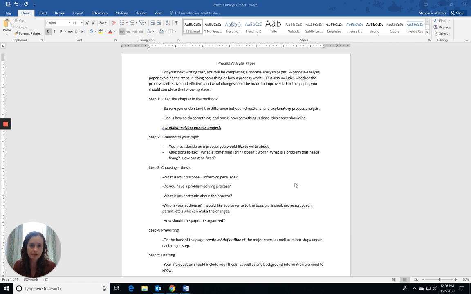So you're not just giving me a process, you're also going to analyze that process. What steps of the process work? What steps of the process don't work very well? So you need to choose a process that has some flaws to it, that could be improved. Okay, so don't choose a process that you think works great the way it is, because that's not this assignment. All right, then the problem solving part of that is then you're going to offer solutions, ways we could improve the process, make it more efficient, make it more effective, make it more cost friendly, all kinds of options, but what are ways we could improve the process?